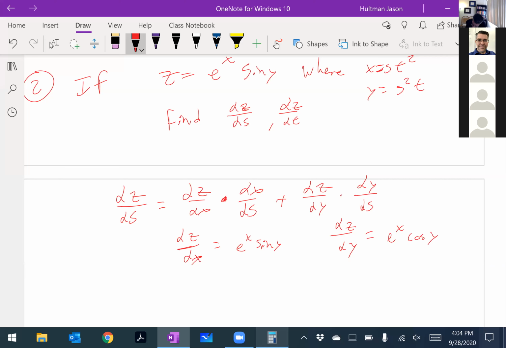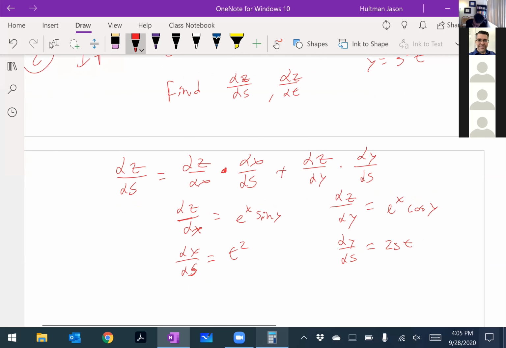What about dx ds? Take the partial derivative with respect to s, and that's going to be t squared. And then what's dy ds? Well, that's going to be 2st.